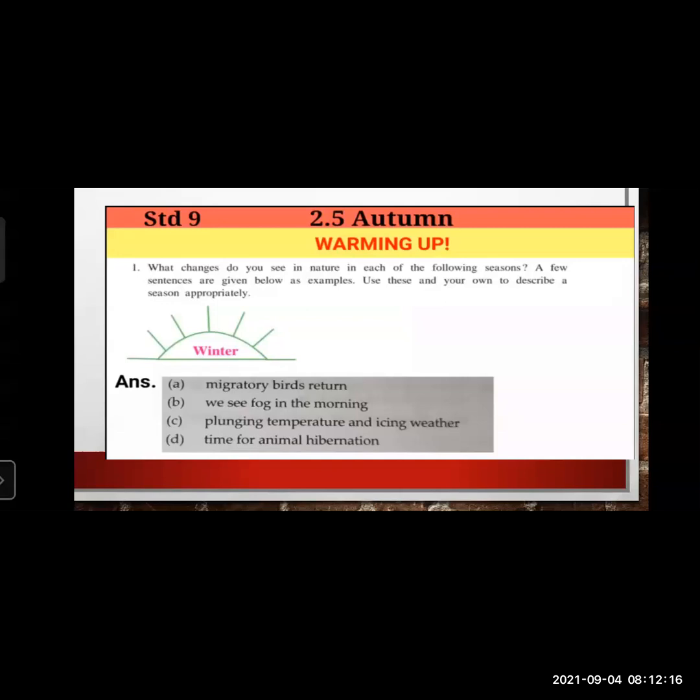Firstly, we have to see what changes were made by the winter season in the first question. So let's see what changes were made by the winter season. The answer is like that. Migratory birds return. The birds who had migrated have returned in the winter season. Second, we see fog in the morning. In the winter season, we can easily see the fog everywhere, and it looks very beautiful to our eye. Plunging temperature and icy weather. The weather is changed by the winter season. Everywhere we can see small icebergs. Time for animal hibernation. So all these changes were made by the winter season.